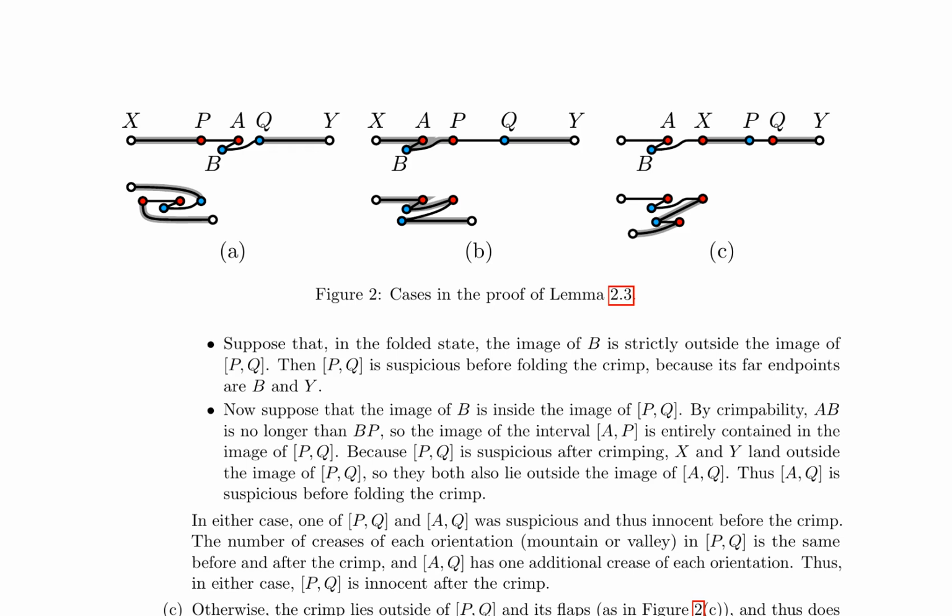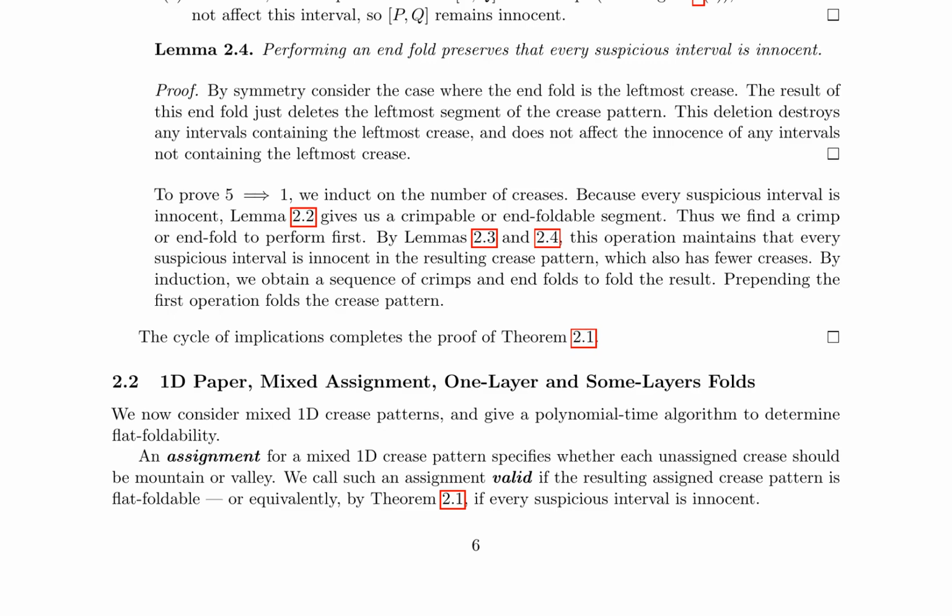Lemma 2.4 proves that performing an end fold also preserves the innocence of every suspicious interval. The proof involves considering the case where the end fold is the leftmost crease and showing that the deletion of the leftmost segment does not affect the innocence of any intervals not containing the leftmost crease.